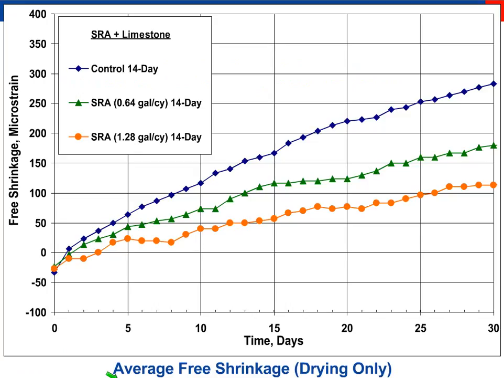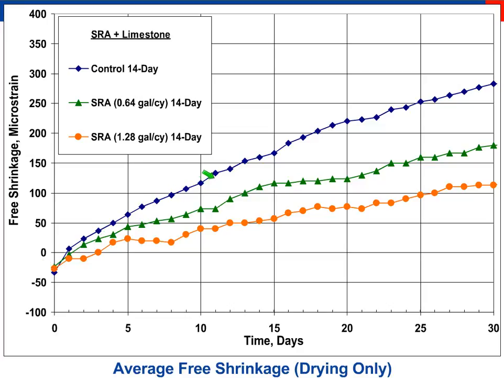Okay, here's an example of what happens with shrinkage-reducing admixtures. So you can see here, this is a control mixture, for the first 30 days of drying. All the concrete that you see here was actually wet cured for 14 days, and so we're looking at the drying time here. And you notice they all give a negative value of shrinkage, which means the concrete has expanded a little bit, so we had some swelling, and they all had swelling about the same amount.